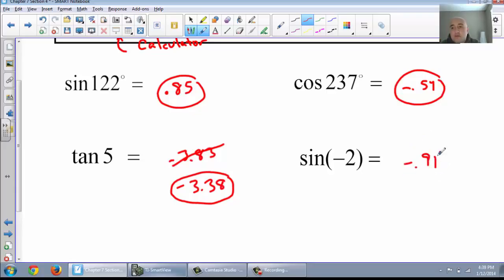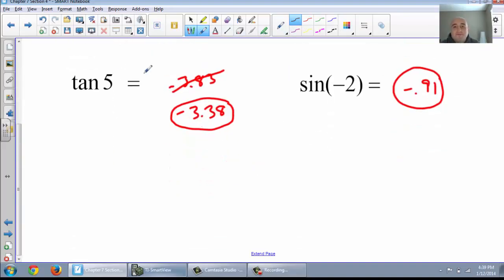Okay, now, what happens if they asked you to do this problem? Let me just make one up here. Tangent of 3 pi over 4. Okay, so is this degrees or radians? Hopefully you recognize that that's radians. You can still do this on your calculator.